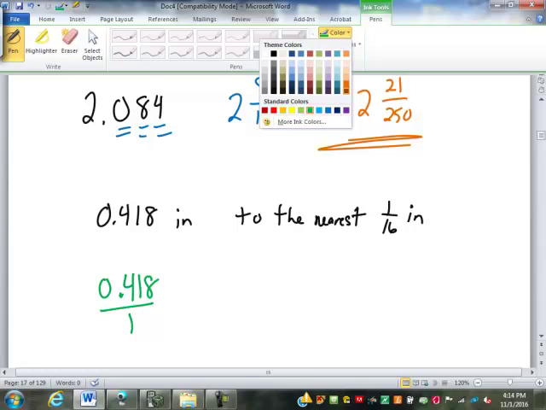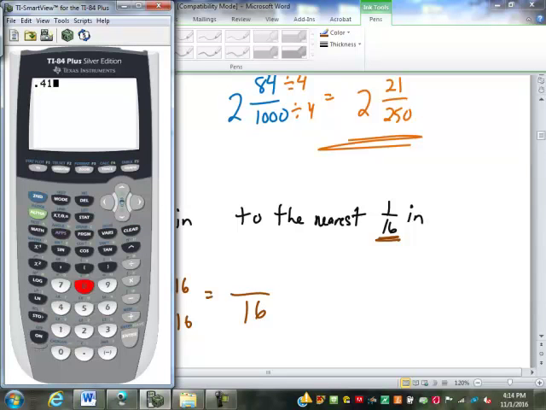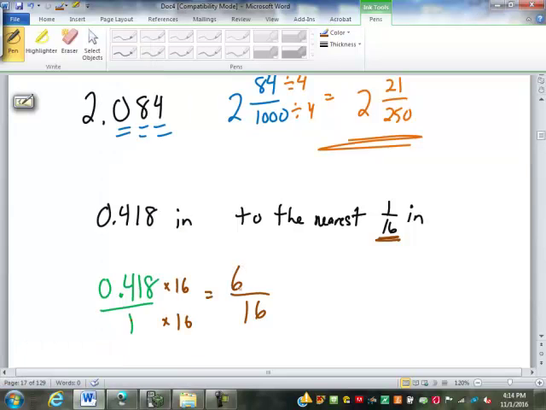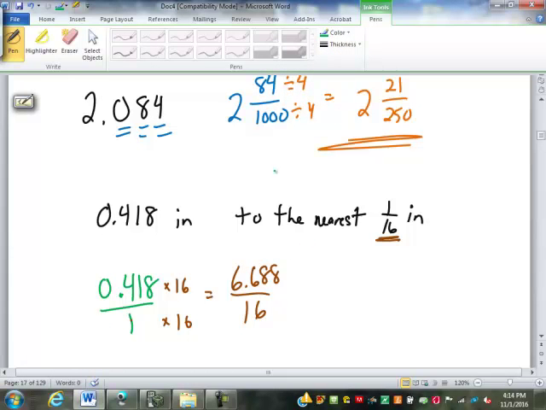Right now, that fraction has a denominator of 1. I want it to have a denominator of 16. How do I make it have a denominator of 16? Multiply by 16. I can multiply both the top and bottom of a fraction by the same number. 1 times 16 is 16. 0.418 times 16 is 6.688. So to the nearest 16th, that's 6.688 sixteenths.